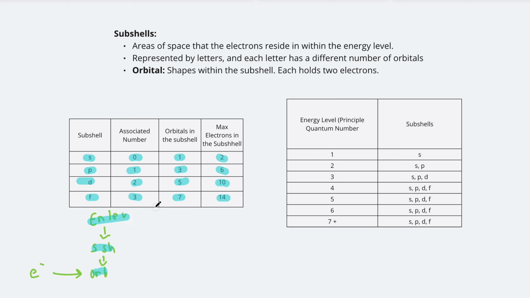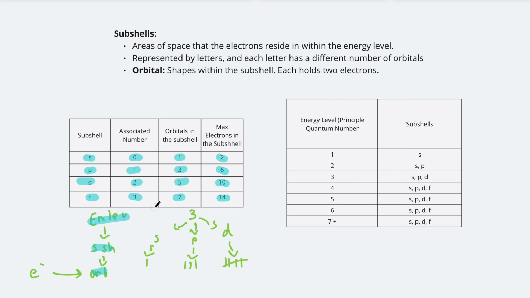So let's just do energy level 3, for example. Write the energy level first, and then we'll write down what subshells are contained within the energy level. For energy level 3, that would be the S subshell, the P subshell, and the D subshell. And then let's look at how many orbitals are contained within each subshell. So for S, that's just 1. P has 3 orbitals, and then D has 5 orbitals.